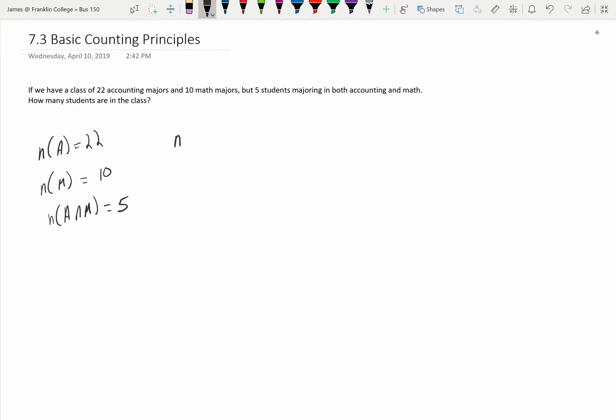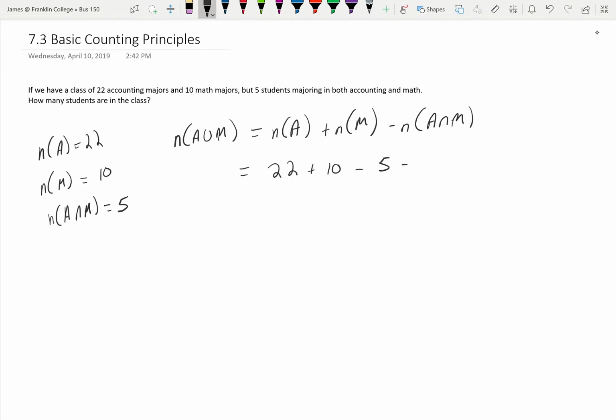So if we want to know the number of accounting students union math students, what we have to do is we sum up the number of accounting students plus the number of math students minus the intersection of A intersect math. And that's how we would calculate how many students total there are. So 22 plus 10 minus 5, well, that equals 27.